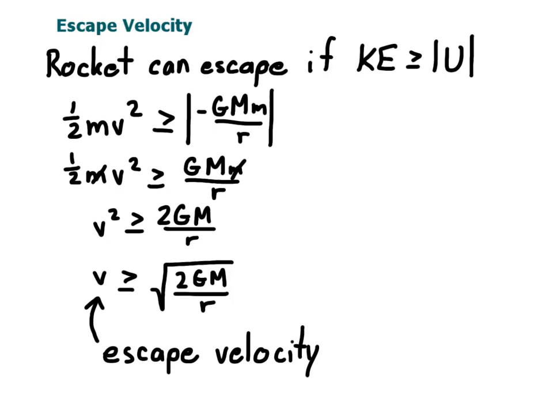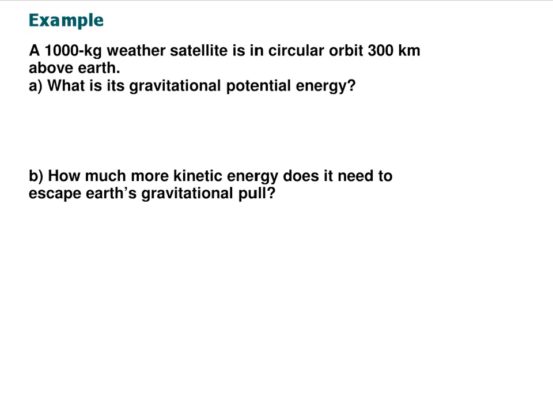All right, let's do an example now that we got by that. Let's say that we have a 1,000 kilogram weather satellite, which by the way is a huge satellite. And it's in circular orbit 300 kilometers above Earth. We're going to first calculate what its gravitational potential energy is, and then we're going to ask ourselves how much more kinetic energy it needs to escape Earth's gravitational pull. Let's tackle part A first. Let's just calculate how much gravitational potential energy it has.